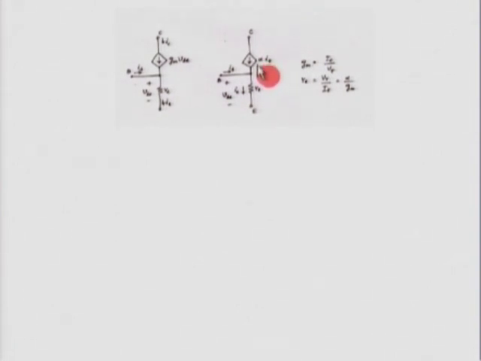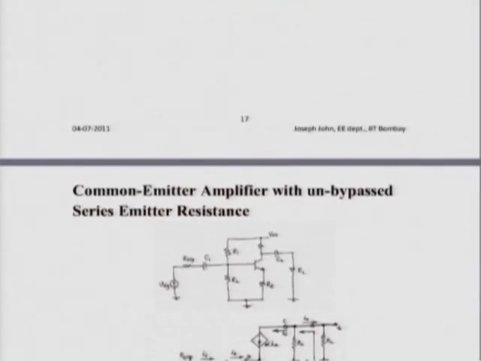Now, in this case, the only difference is the controlled source has alpha times IE. So, the controlling parameter is IE here, and you have a small RE. And in this model, you need only GM and small RE, and GM we know is IC by VT, and small RE is defined as VT by IE, the emitter current. So, once again, this would be nothing but alpha by GM. So, once we know the operating value and the biasing conditions, we can determine these values also.